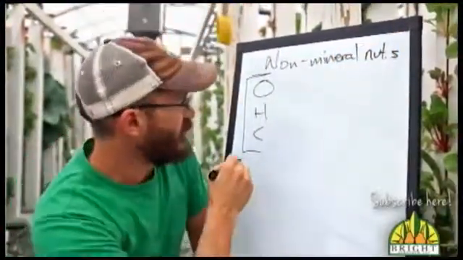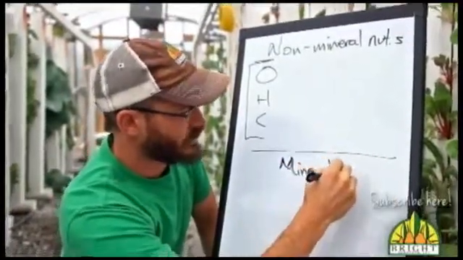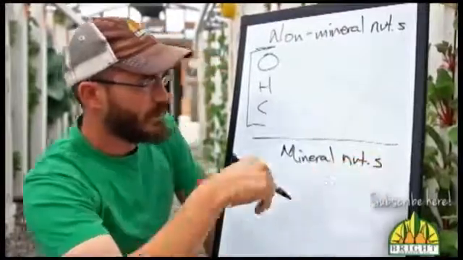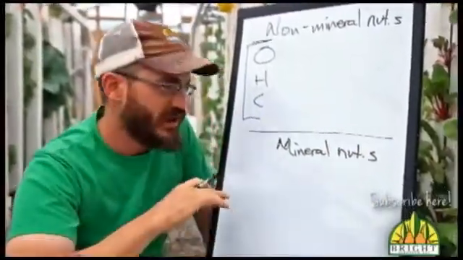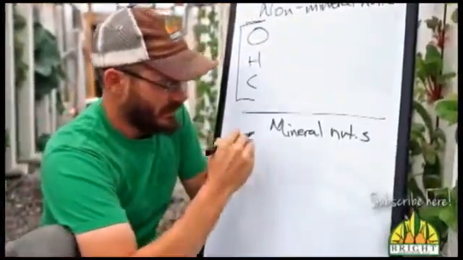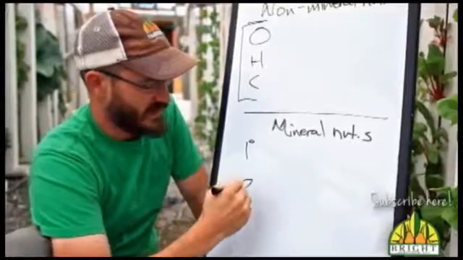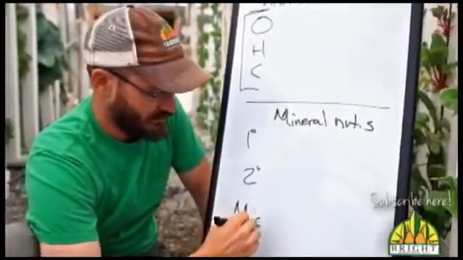Okay, the rest of our nutrients are mineral nutrients. Okay? Now, when we talk about mineral nutrients, we're talking about several different categories. Okay, we have primary nutrients, we have secondary plant nutrients, and then we have micronutrients.